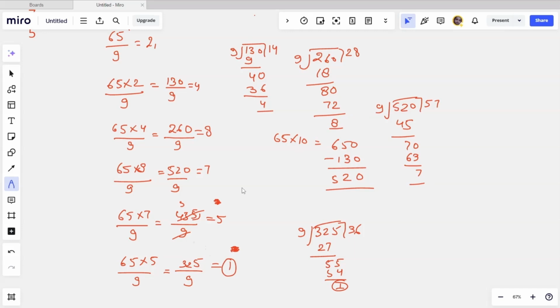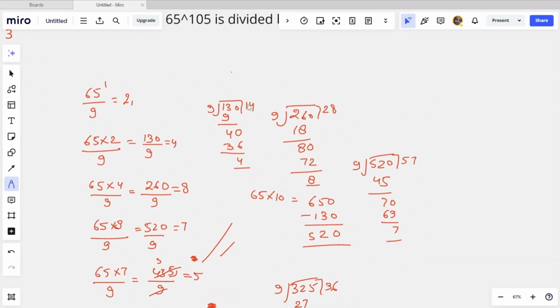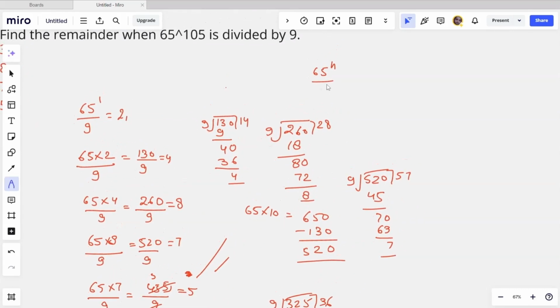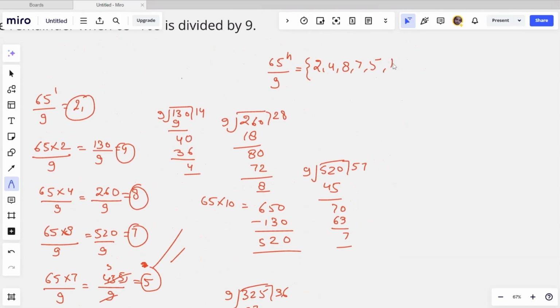So we can say that the power cyclicity of 65 raised to the power n divided by 9 follows a remainder cycle, which is 2 4 8 7 5 1. Okay, so it is following a remainder cycle 2 4 8 7 5 1.